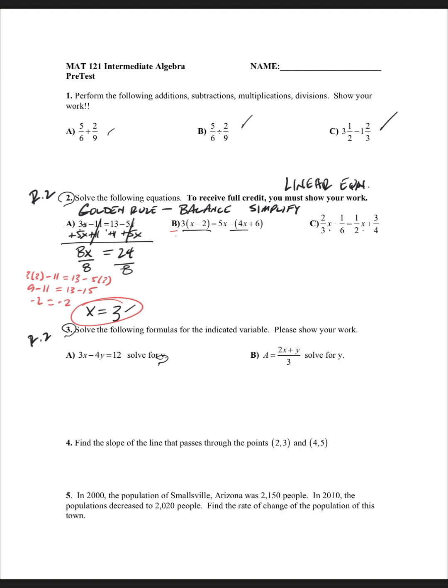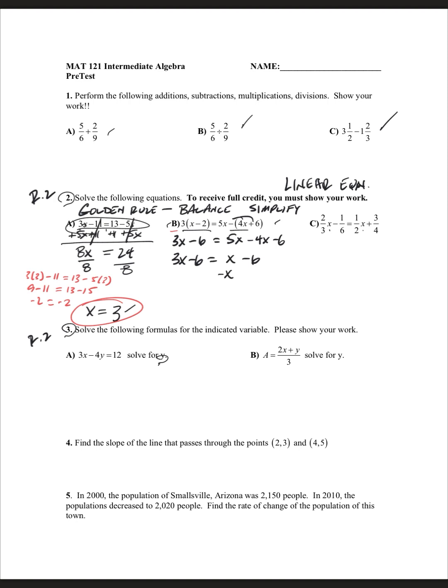So over here, when I distribute, I get 3x minus 6. When I distribute that minus sign, we get negative 4x minus 6. Combining like terms, we end up with 3x minus 6 equals x minus 6. So we basically have simplified both sides of the equation as much as possible. And now we're kind of like letter A over here. We're ready to play the golden rule.